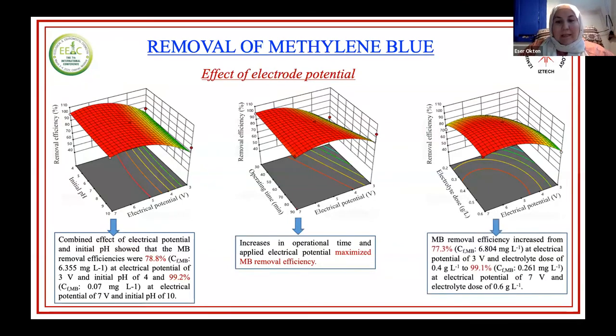And if we look into the electrolyte dose and electrical potential, we see that the methylene blue removal efficiency increased from 77.3% at electrical potential of 3 volt and electrolyte dose of 0.4 grams per liter to 99.1% at electrical potential of 7 volts and electrolyte dose of 0.6 grams per liter. So obviously increasing the electrical conductivity of the solution by increasing the electrolyte dose also helps in the electrolysis cell, which is also kind of like expected.